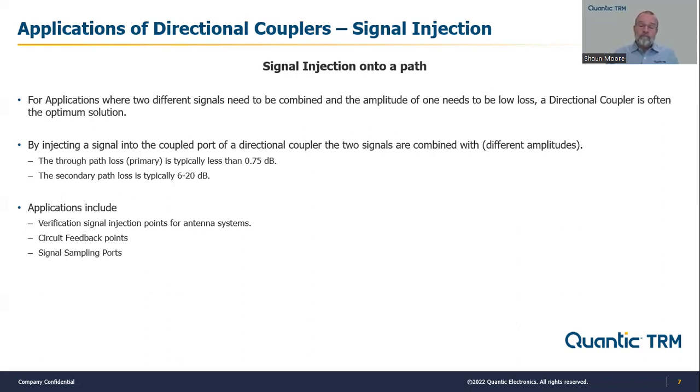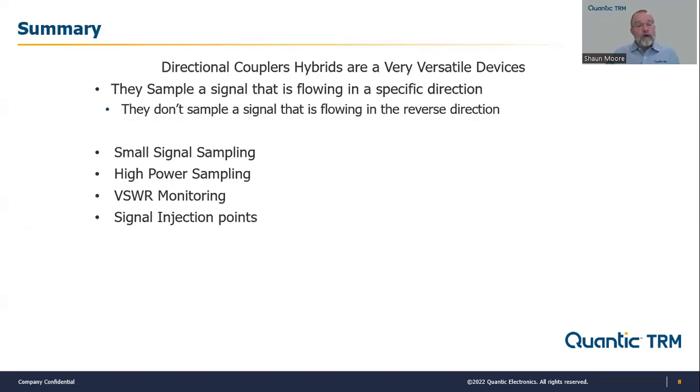Can you summarize? Certainly. So directional couplers are a unique device in that they are sensitive as to the direction of the energy that's flowing on the line. Energy that's flowing from the input to the output, a small sample of that will appear on the coupled port, whereas energy flowing from the output back to the input will not appear on the coupled port. So in that case, they are directional, hence the name.